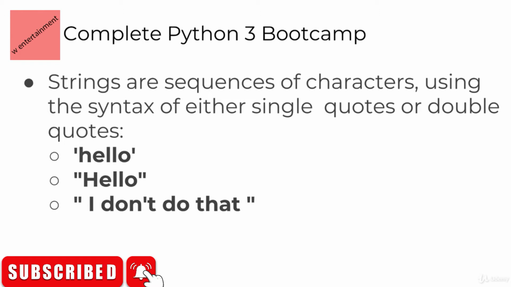First, we have hello with single quotes, then hello with double quotes. What's nice about having both options of single quotes or double quotes is that if you have a single quote in your string that you want to keep and not have that end your actual string, you can wrap it in the other type of quote, such as double quotes, or vice versa. So here we can see "I don't do that" has a single quote in there, but we don't want that single quote to suddenly end the string, so we can wrap the whole thing in double quotes. And we'll see an example of that later on in the Jupyter Notebook.